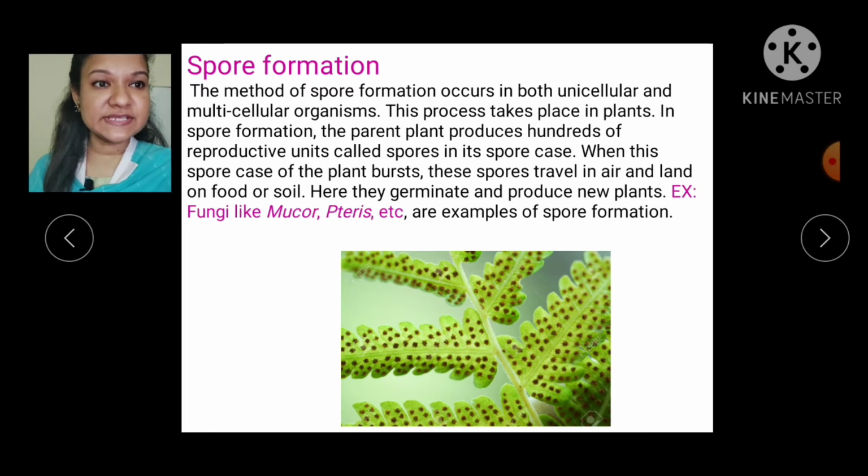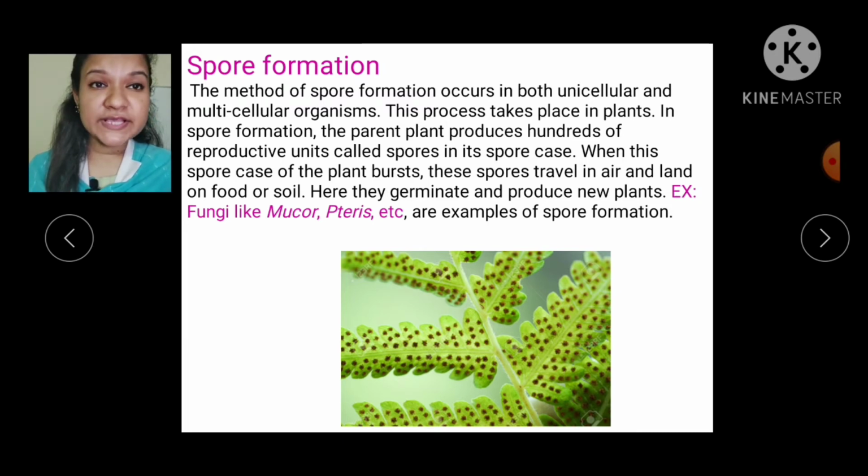Here you can see this is the picture of a fern and some spores formed on the leaves. The method of spore formation occurs in both unicellular and multicellular organisms. This process takes place in plants. In spore formation, the parent plant produces hundreds of reproductive units called spores in its spore case.